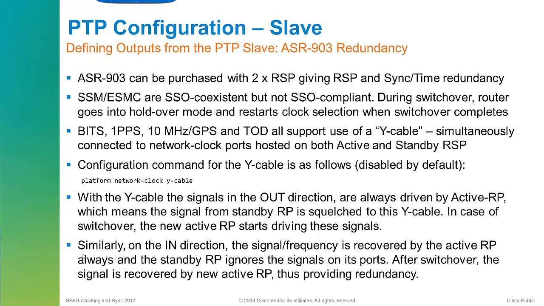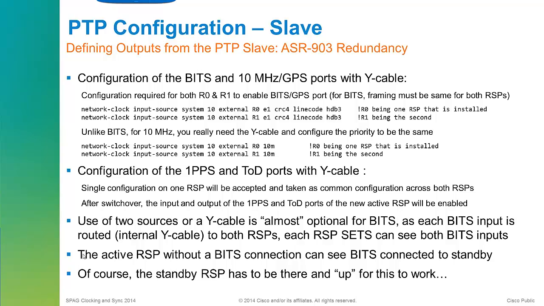And when it switches over, the new route processor will start recovering the signal from the ports, and the standby will ignore them. So when you have a Y cable, generally you would configure the bits input here. Now they would obviously be the same because it's the same signal coming in. So you would have one configured on R0 and one configured on R1 for bits input.